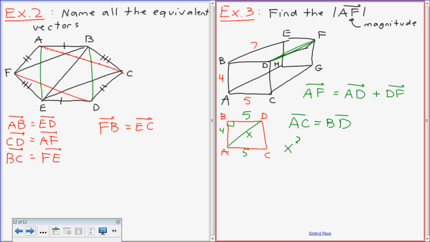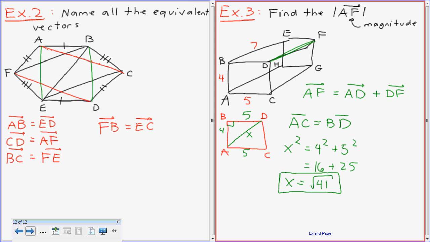It's okay. So I'm going to say x squared equals 4 squared plus 5 squared. X squared equals 16 plus 25. X equals the root of 41. And you can just leave it as the root of 41, please, instead of telling me it's equal to 6.3949349. Just leave it as the root of 41.